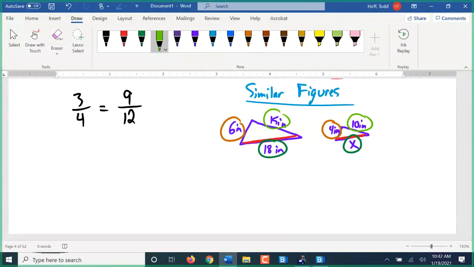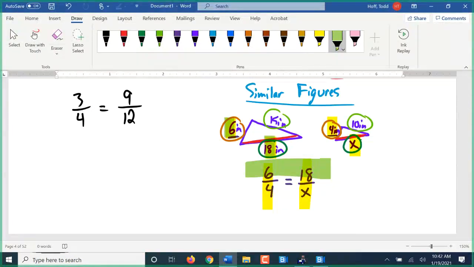For what else I use with it, I can choose a little bit. Let's say I want to use the 6. 6 corresponds with the 4, so I'm going to have to use the 6 and the 4. Well, I could write this as 6 compares to 4 in the same way as 18 compares to x. Why does that work? Well, 6 and 4 are a pair of corresponding sides. 18 and x are a pair of corresponding sides. But also, 6 and 18 are from the same figure, and 4 and x are from the same figure. In each of these proportions, there's a relationship in both directions, both vertically and horizontally.